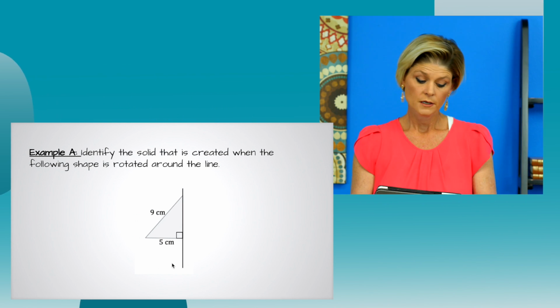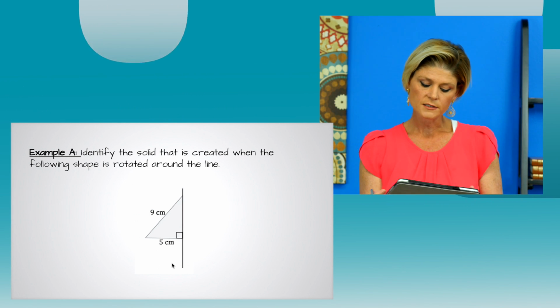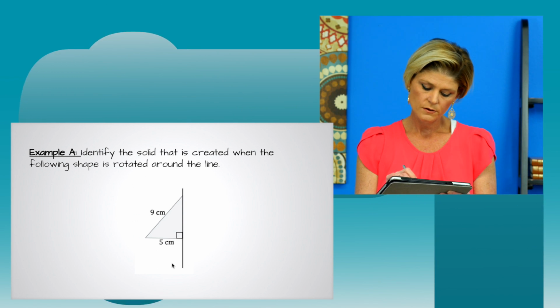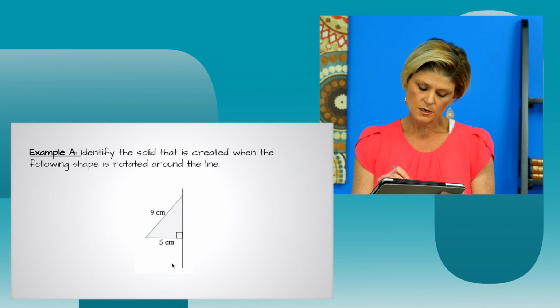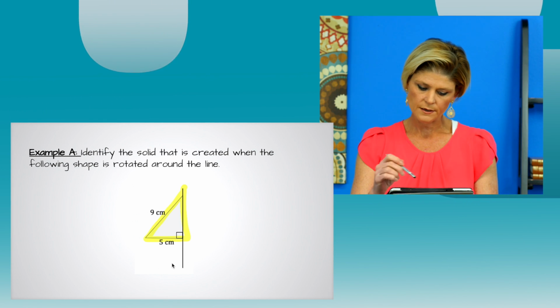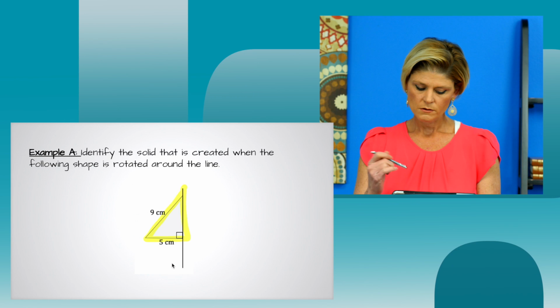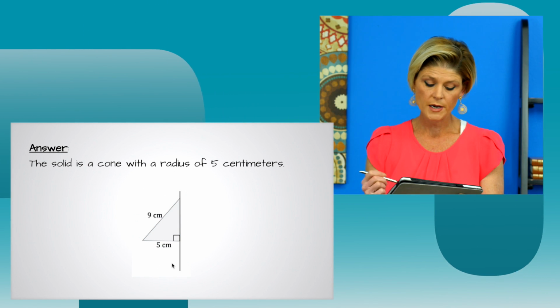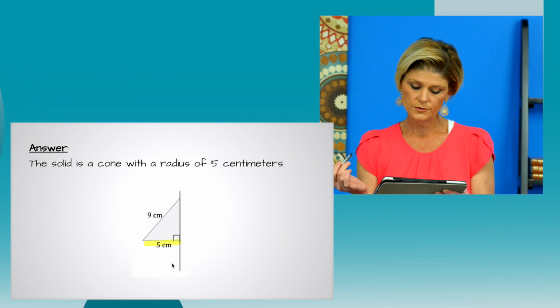So let's try one. Here's an example. Identify the solid that is created when the following shape is rotated around the line. Here's our shape. Just imagine if you rotated it around the line. Did you figure out what it would be? It would actually be a cone, and it would have a radius of 5 centimeters.